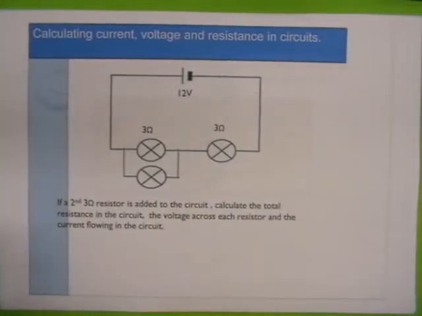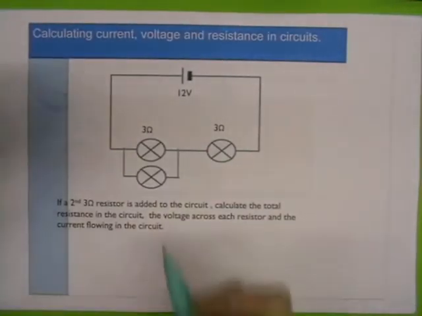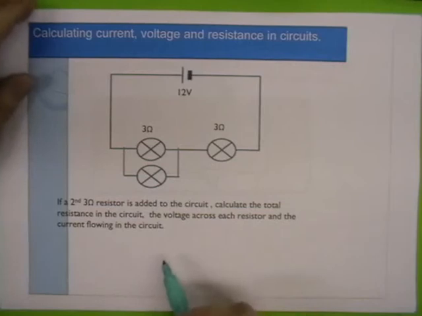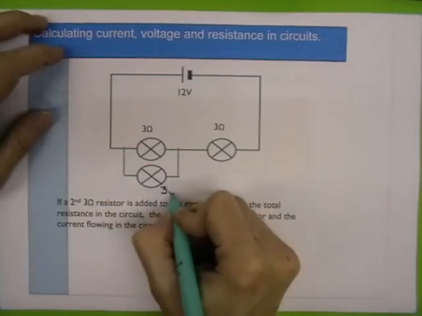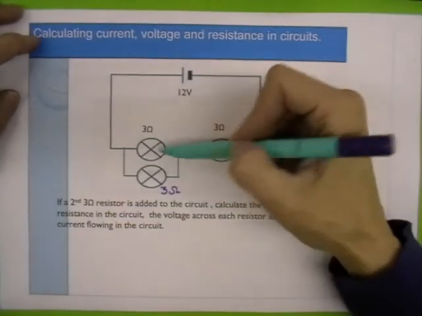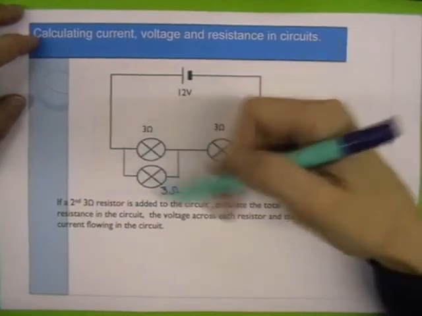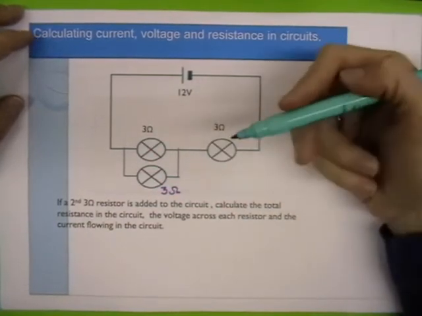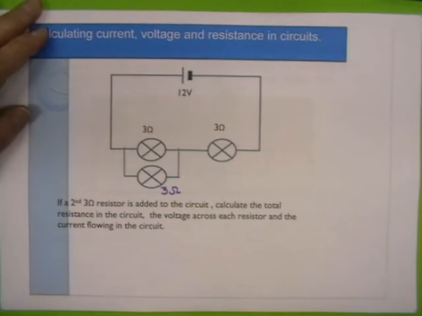All right, the next circuit I'm going to use here is my 2 3 ohm resistors again, but this time I add another 3 ohm resistor in here. Now that changes the whole kind of current that flows through the circuit. So the amount of current coming out of the battery will depend on the amount of resistance that the current sees in the circuit. So the first thing we're going to do is calculate the total resistance.